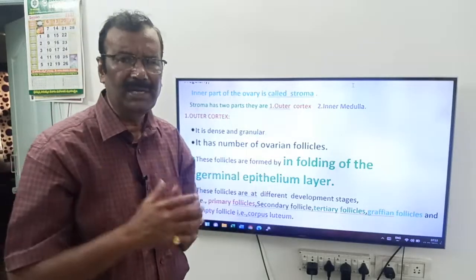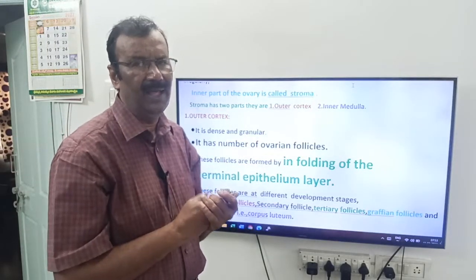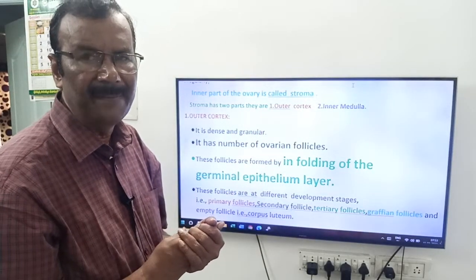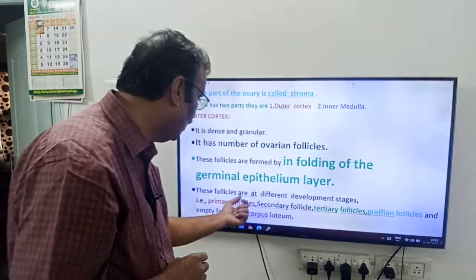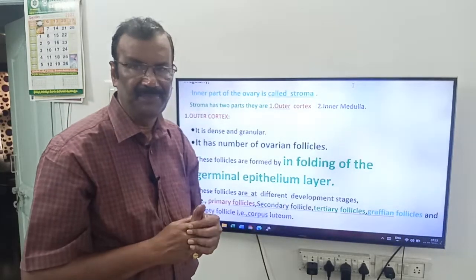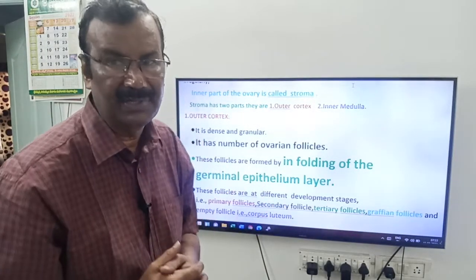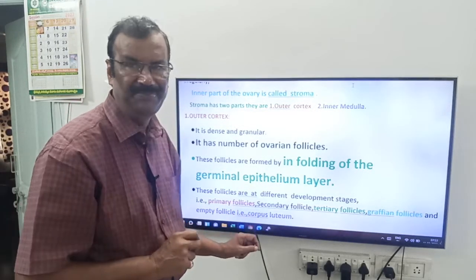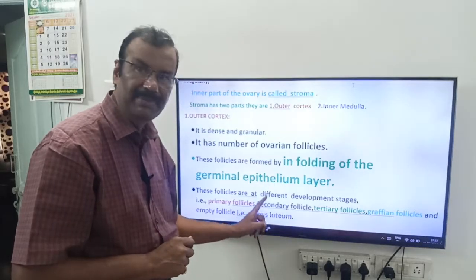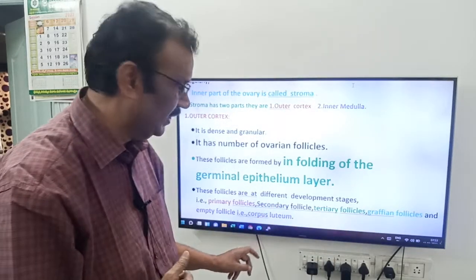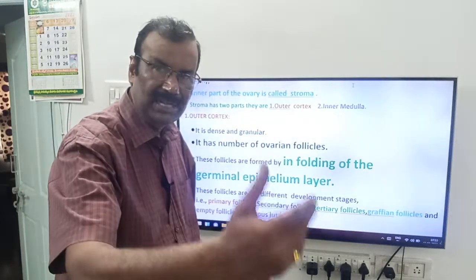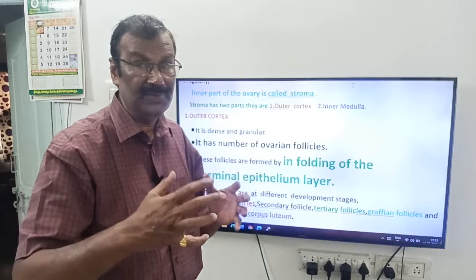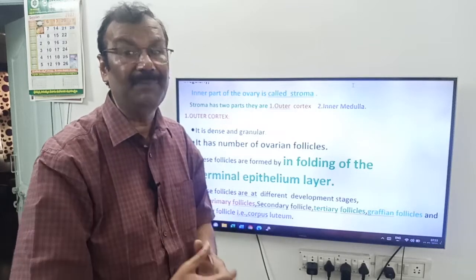Here is one more important point, friends. If you see the cortex of the stroma of the ovary, we have various developmental stages of follicles. These follicles are at different development stages, at various levels. What are those levels? Primary follicles. These primary follicles are modified into secondary follicles. Next, tertiary follicles, Graafian follicles. What are Graafian follicles, friends? Fully matured, fully developed follicles.